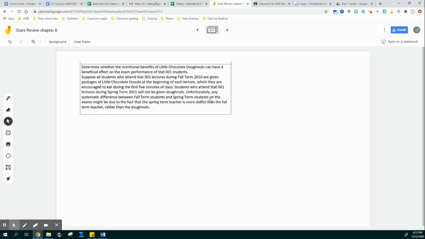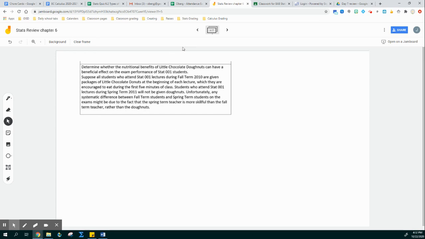Determine whether the nutritional benefits of little chocolate donuts can have a beneficial effect on the exam performance of STAT 001 students. Suppose all students who attend STAT 001 lectures during the fall term of 2010 are given a package of Little Debbie little chocolate donuts at the beginning of each lecture, which they are encouraged to eat during the first 5 minutes of class. Students who attend the STAT 001 lectures in the spring will not be given the donuts. Unfortunately, any systematic difference between the fall term students and the spring term students' exams might be due to the fact that the spring term teacher is more skillful than the fall term teacher.